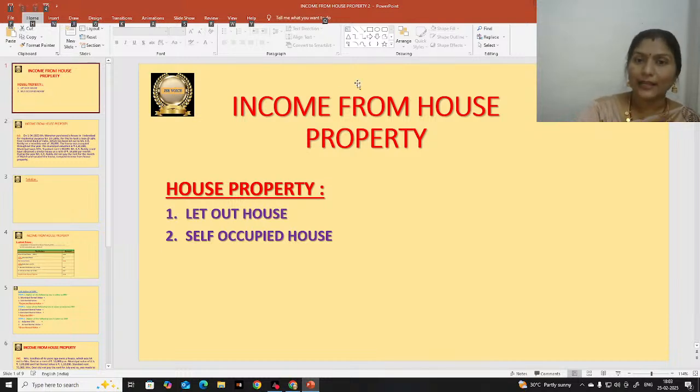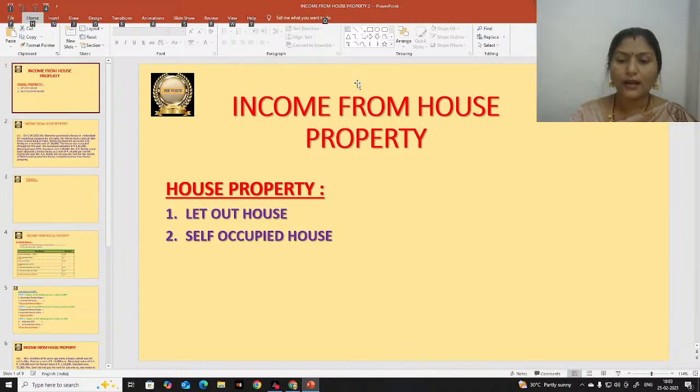If you want to calculate income from house property of any assessee, you should know the format of calculating as per the Indian Income Tax Act 1961. So there is a format for that. Hope the voice is good for everyone. Can you listen? Is it clear? Okay, hope this is clear. Let me continue the topic.